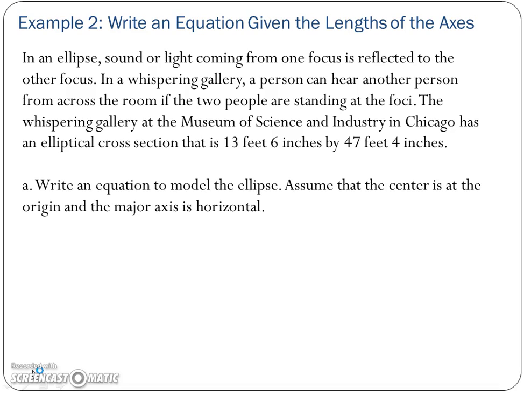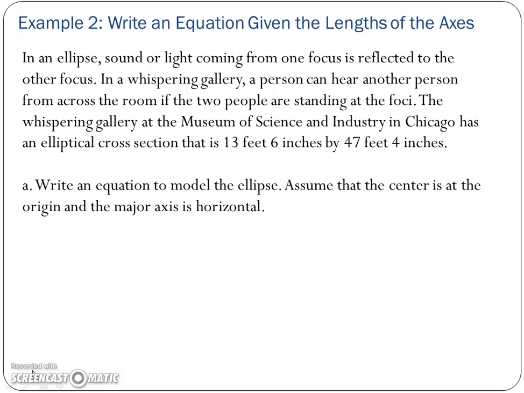Our next one, we're going to write an equation given the length of the axes. In an ellipse, sound or light coming from one focus is reflected to the other focus. In a whispering gallery, a person can hear another person whisper from across the room if the two people are standing at the foci. The whispering gallery at the Museum of Science and Industry in Chicago has an elliptical cross section that is 13 feet 6 inches by 47 feet 4 inches. So we're going to write an equation to model this ellipse.